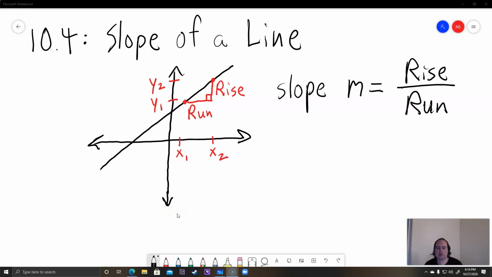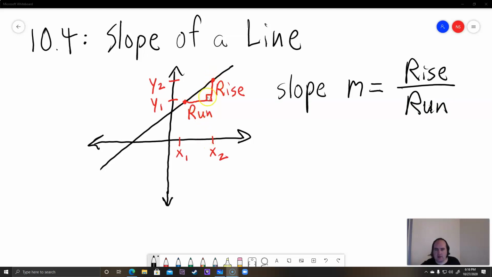Hey students, this is a lecture on 10.4, the slope of a line. So slope basically tells you how steep your line is, and a lot of people like to think of it as the rise over the run. The rise is how much you go up, and the run is how much you go to the right. Your rise can also go down if you have a negative slope.